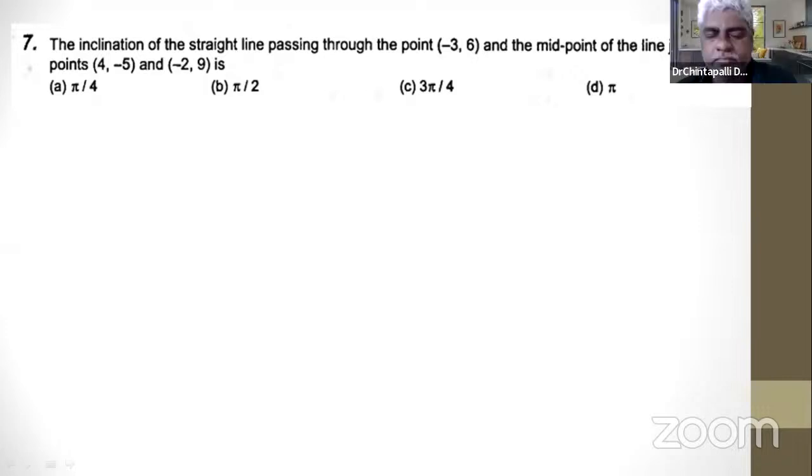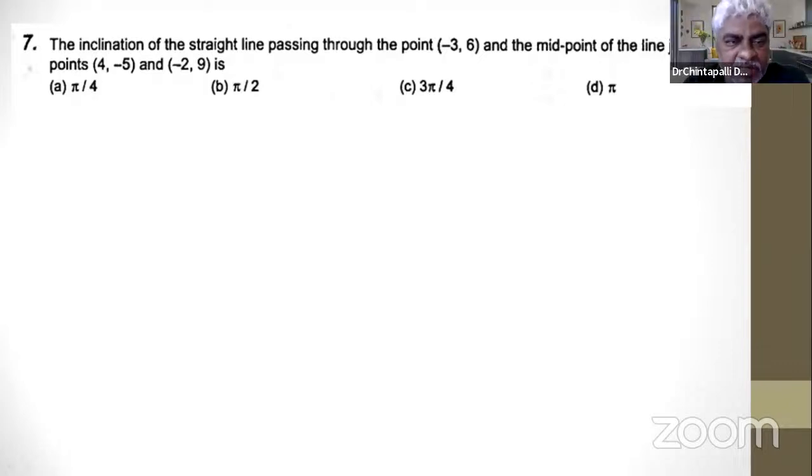The inclination of the straight line passing through the point -3, 6 and the midpoint of the line joining the points 4, -5 and -2, 9 is. Inclination.